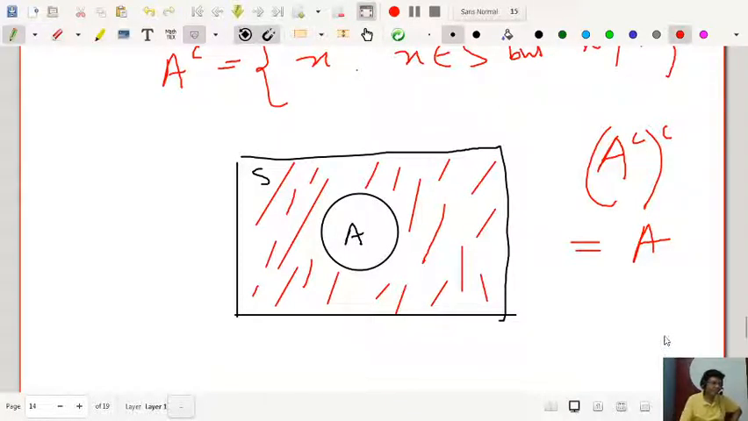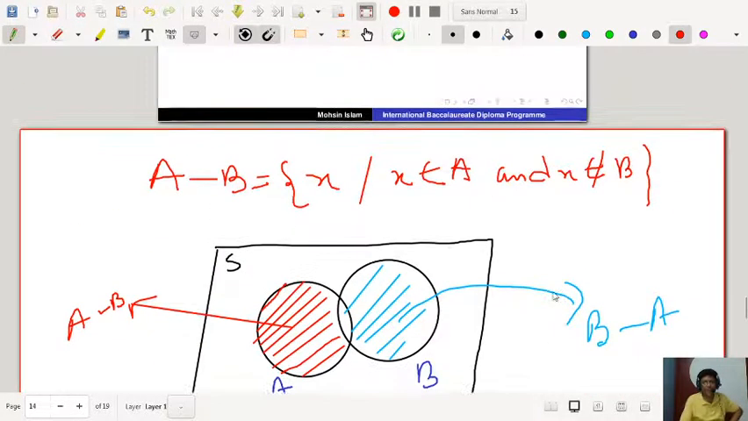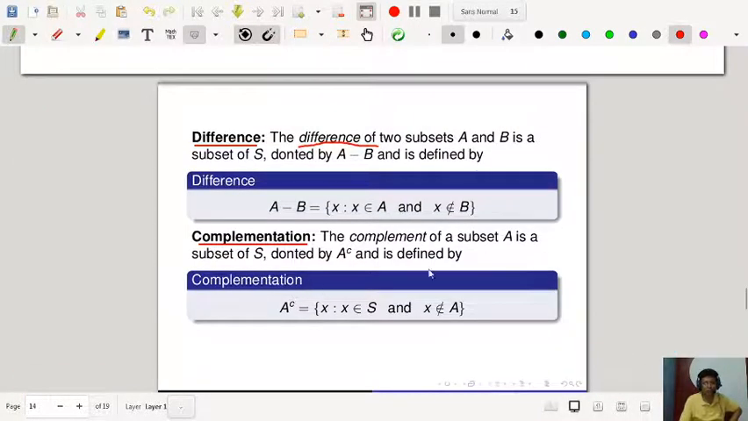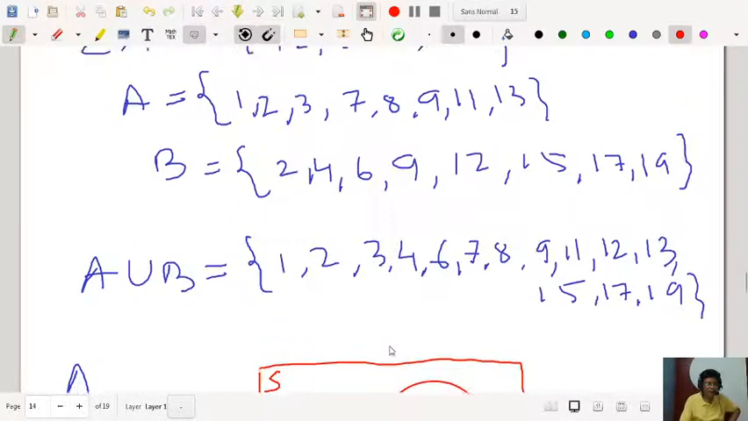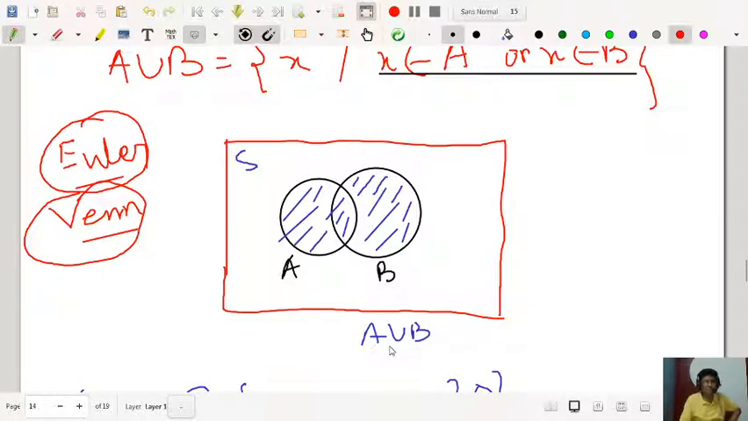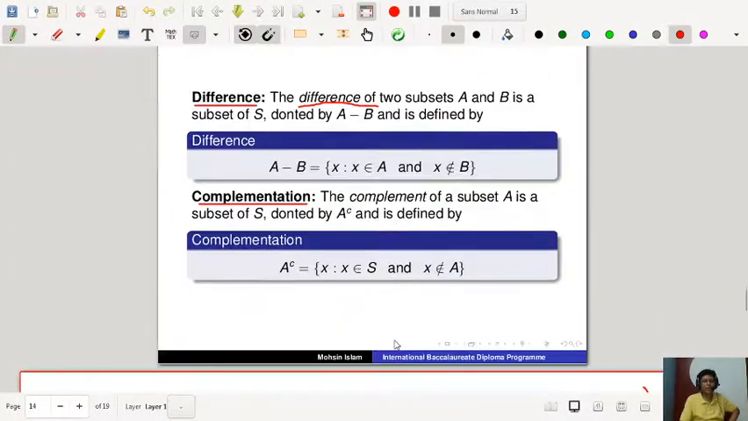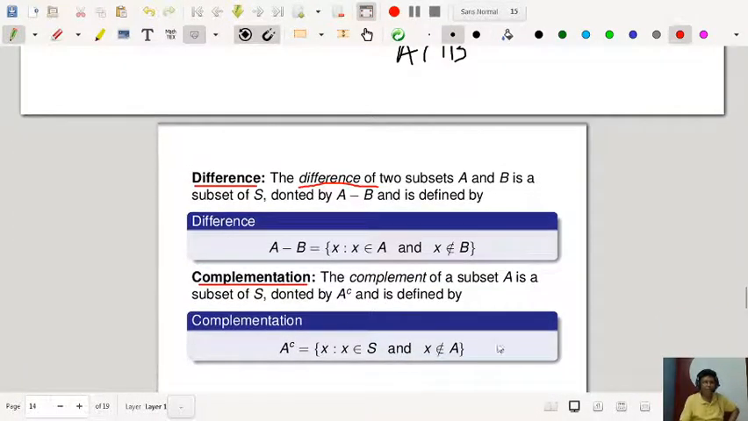Oh, okay, I understand. Have you understood? Yes, I have understood. Very good. So that was the operations. There are many operations I was talking about: union, intersection, difference, complementation, etc.